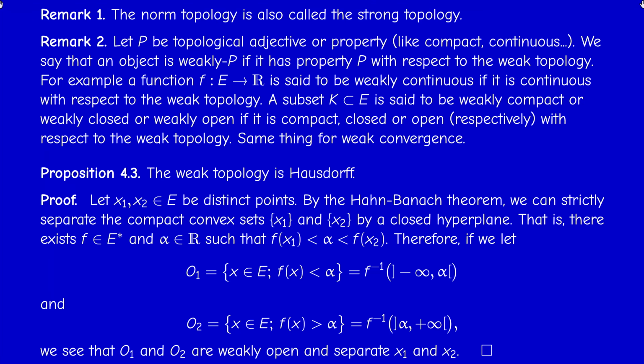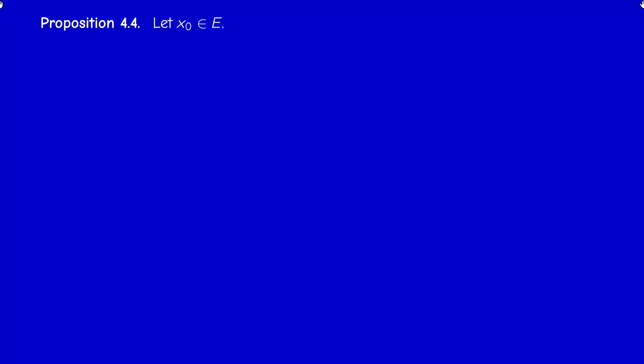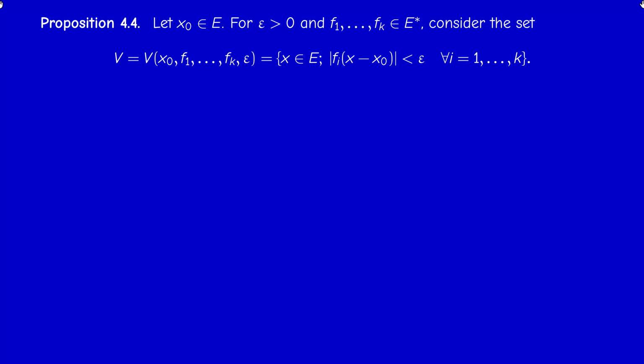Since f of x1 is less than alpha, x1 is in O1, and similarly x2 is in O2. Now O1 is open in the weak topology. Why? Because it's the inverse image under a weakly continuous map of an open interval. Same thing for O2. So O1 and O2 belong to the weak topology. They are weakly open sets, and they are, of course, disjoint. So we separated x1 and x2 by two disjoint weakly open sets. So this is easy.